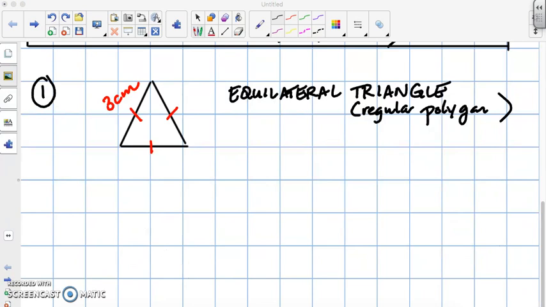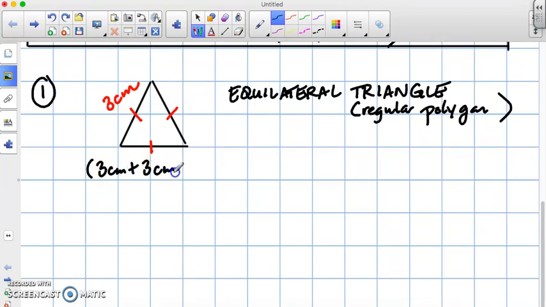Now, typically in the past, think to yourself, how would you have figured out the perimeter of this triangle? Well, you're given the dimension of one side, which is 3 centimeters. Because you have these hash marks, this indicates that all of the sides are equal. Therefore, this side has to be 3 centimeters and this side has to be 3 centimeters. So probably what you've done in the past to calculate the perimeter is you've added up the sides.